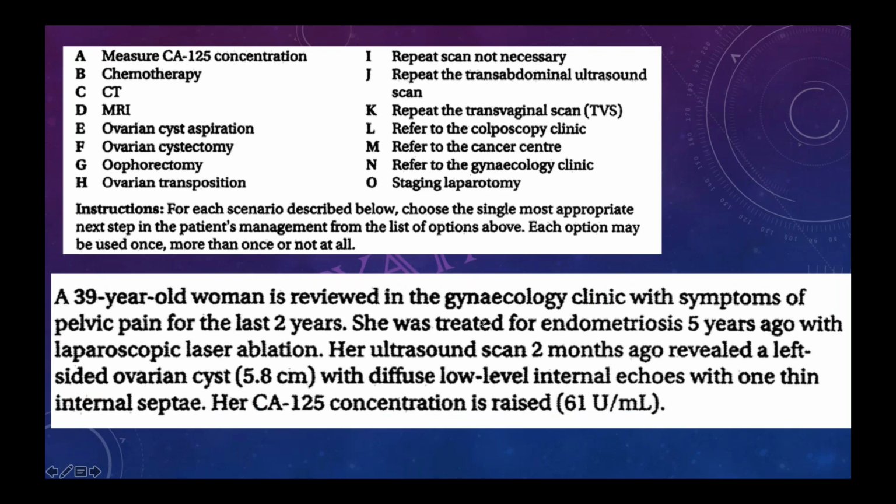A 39-year-old woman in the gynae clinic with pelvic pain for 2 years. She was treated for endometriosis with laser ablation. USG scan 2 months ago showed an ovarian cyst with low level echoes. CA125 is raised, and there is an internal septa also. So what should be done next?